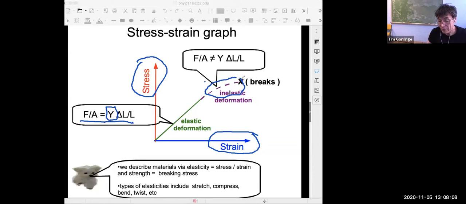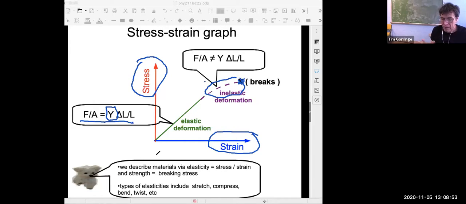And finally, this is where you break something. I've broken a few things in my time, and this is where you break it. At that point, you've snapped the nylon wire, or you've snapped the steel wire. You've applied too much strain, and those little interatomic, intermolecular forces couldn't resist that stress, and you break the nylon wire, or you break the steel wire. So that's a stress-strain graph. Let me just make one more comment about it.